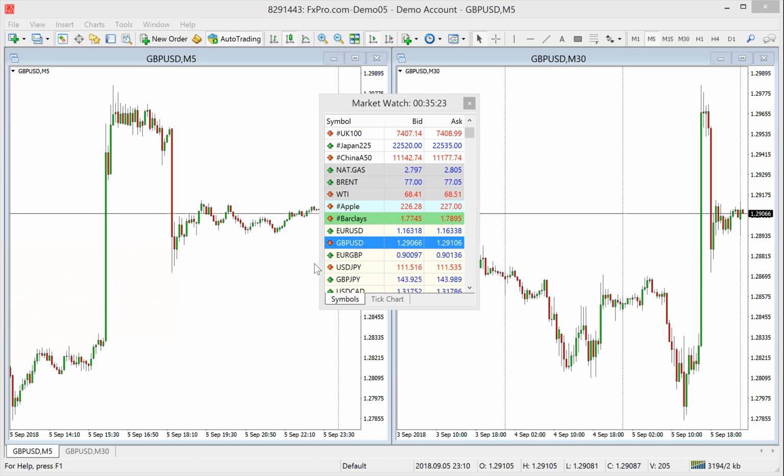RSI divergence. What question do you have about the RSI divergence? Because on WhatsApp, I can't show you. I've had a headache today, so I'm going to go to bed, I think.